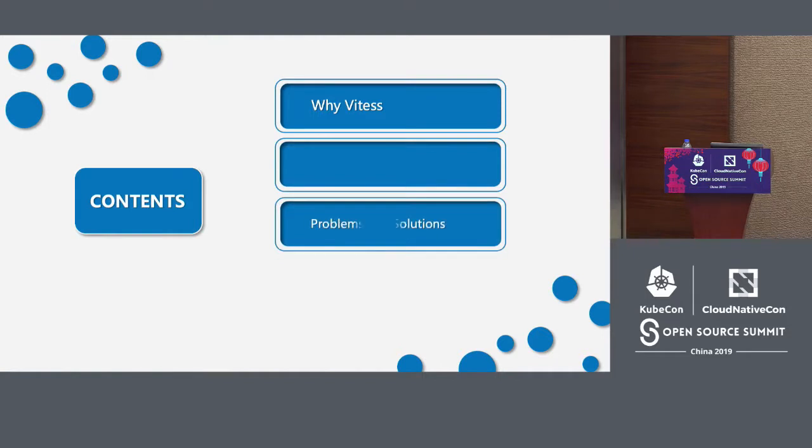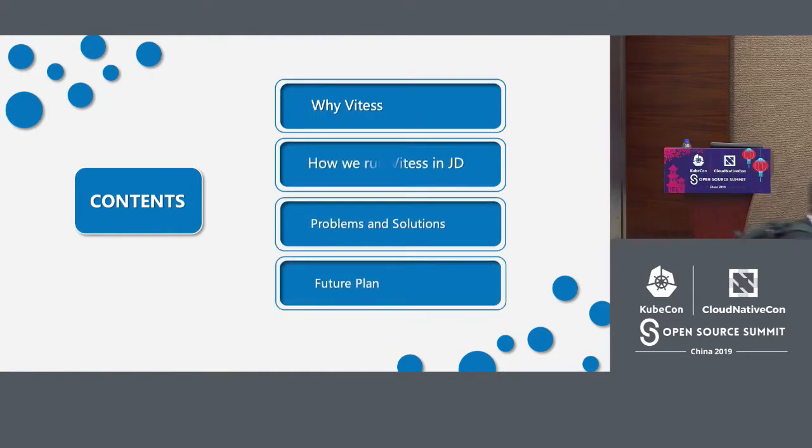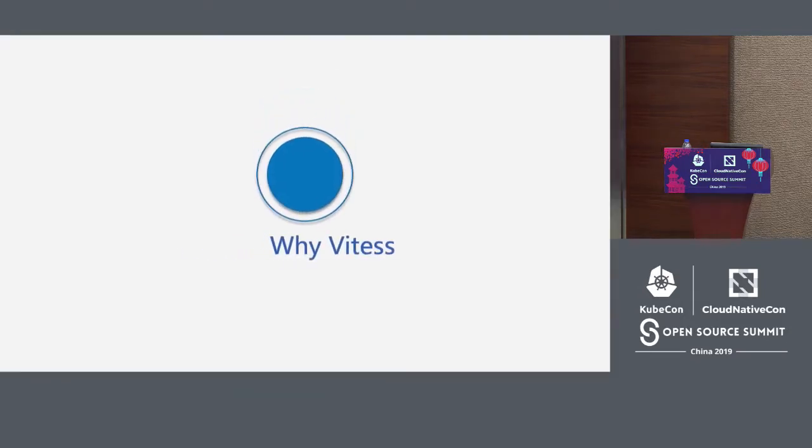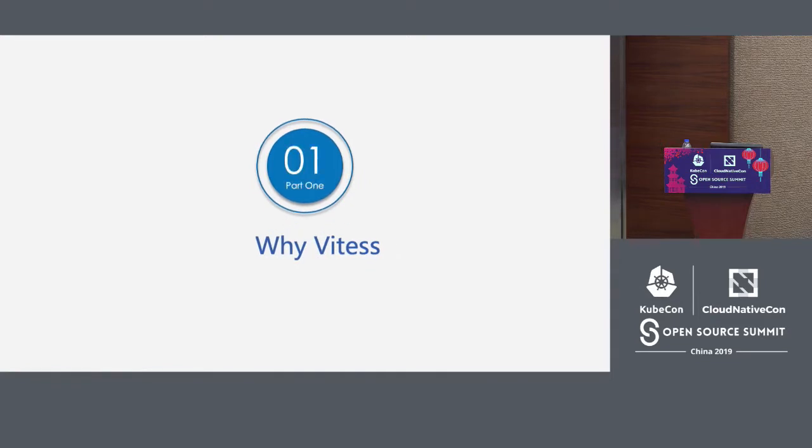Next, I'm going to introduce from a few aspects. First, why we choose Vitess. Second, how we operate Vitess in JD.com. And next, my colleague Xu Jin is going to introduce the plans we use and also our future plan. First, why we choose Vitess?